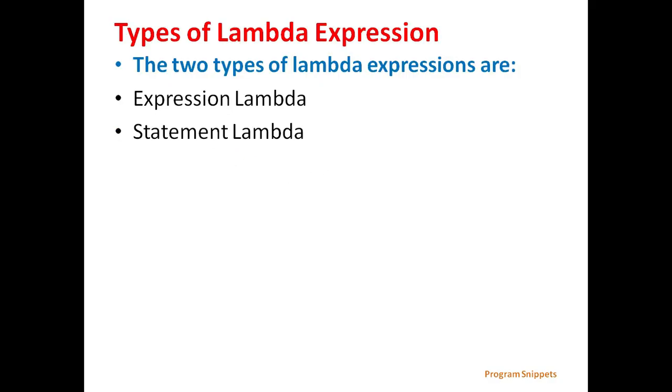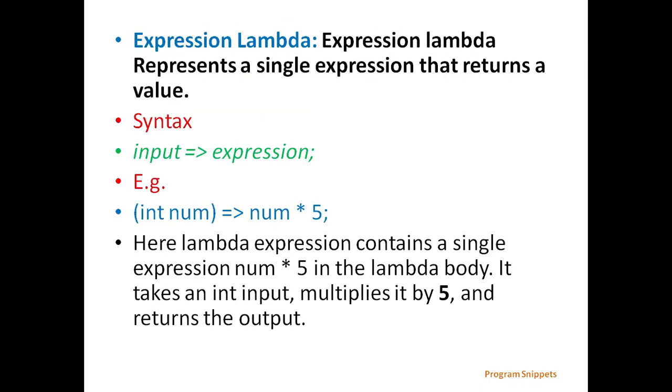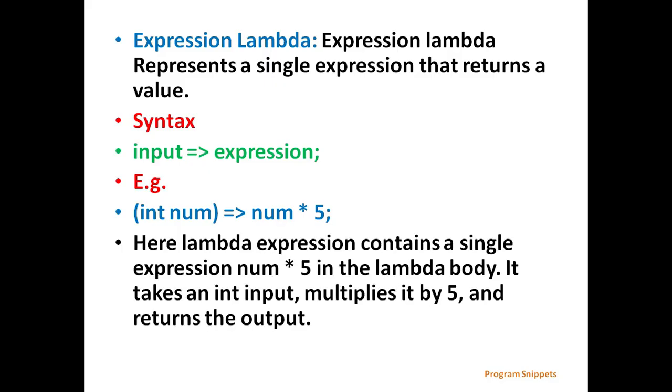There are two types of lambda expressions, expression lambda and statement lambda. Expression lambda represents a single expression that returns a value. General syntax for defining expression lambda is input, lambda operator and expression. For example, if we define int num, lambda operator, num * 5, here we have defined a lambda that contains a single expression, num * 5. It takes integer value num as an input, multiplies it by 5 and returns the output.